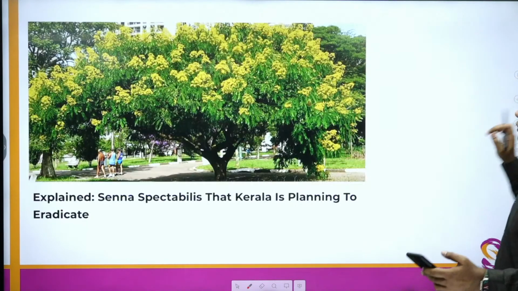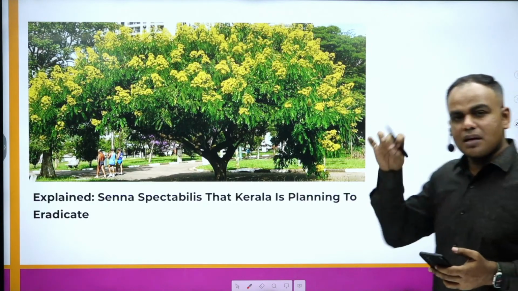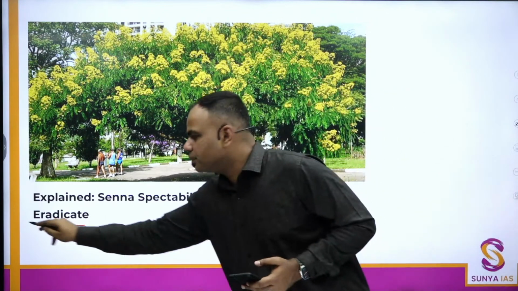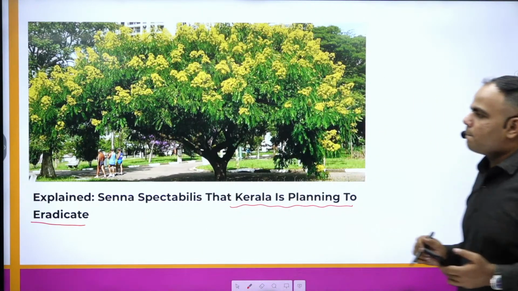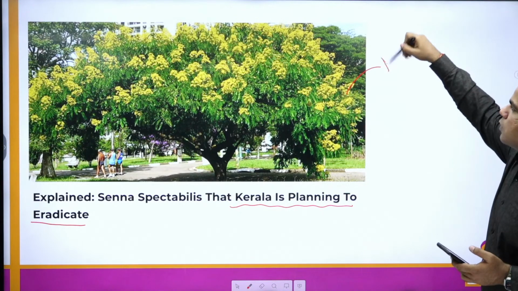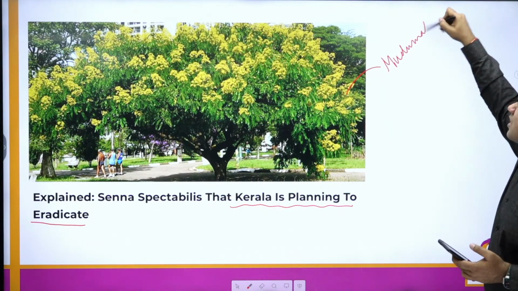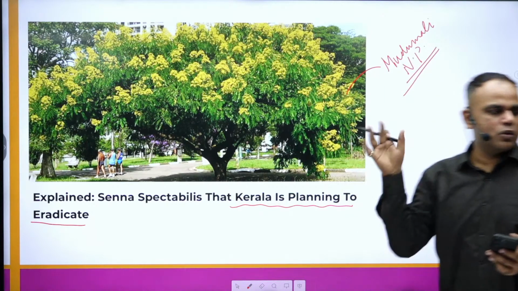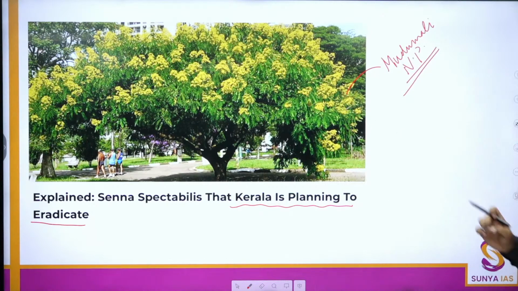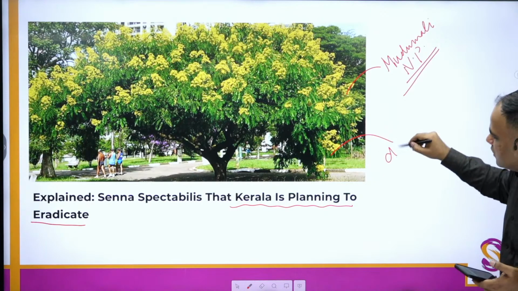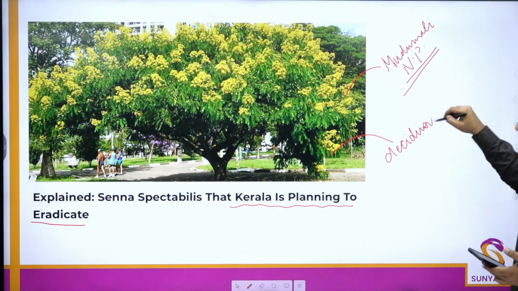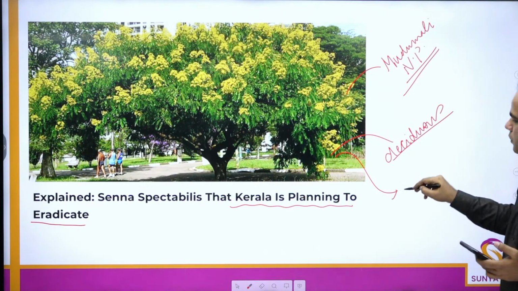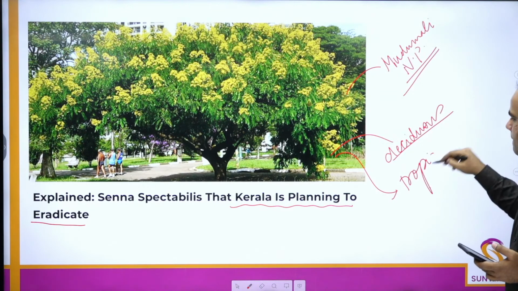I'll just show you. This is Senna spectabilis, and the context was that Kerala is planning to eradicate it. You can write down in your notes that it is also found in Mudumalai National Park. If you read articles on Mudumalai, you can find this Senna spectabilis. Second, this is actually a deciduous tree, and it is native to tropical regions of America.